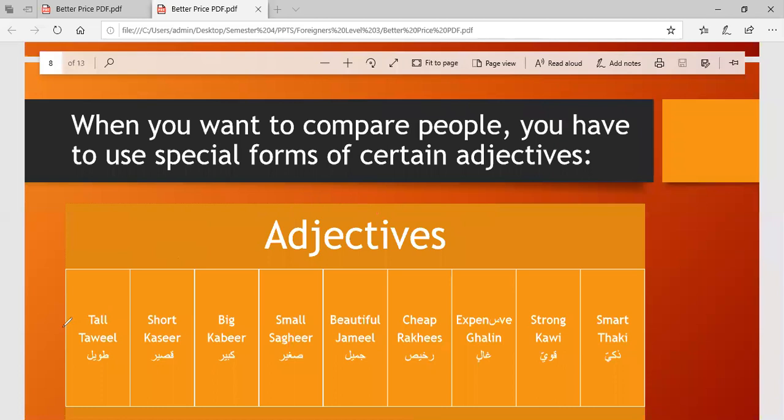I want each one of you to tell me what each adjective means. I want Heidi to tell me in the chat what tall means. Heidi, write in the chat the meaning of tall. Ah, she wrote it. Excellent, Heidi. It's طويل. Short, قصير. Mia, big. كبير. Small, صغير. Alex is not here. He just said he can't talk and he didn't say why. Okay, whatever. So small is صغير.